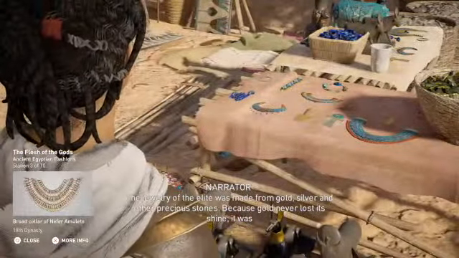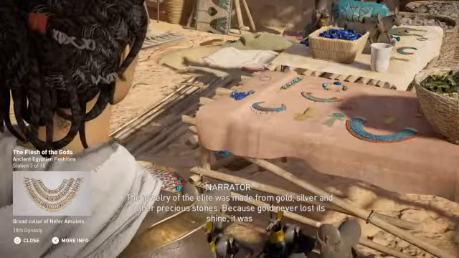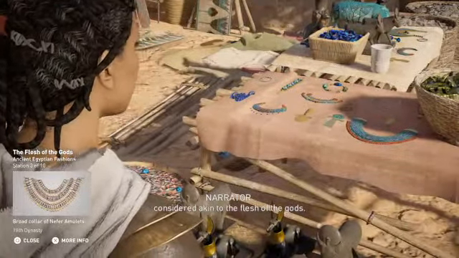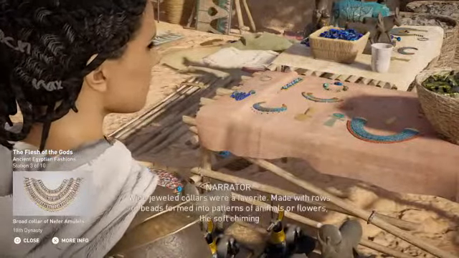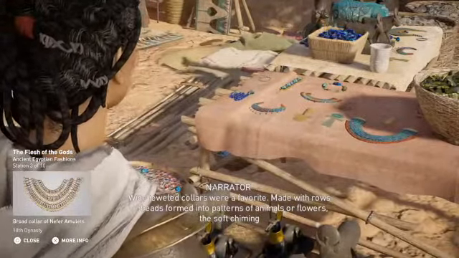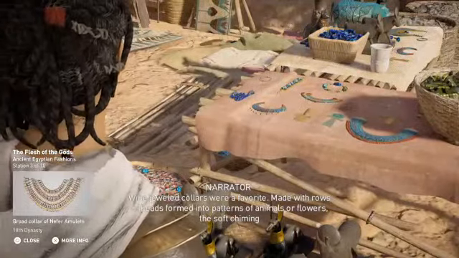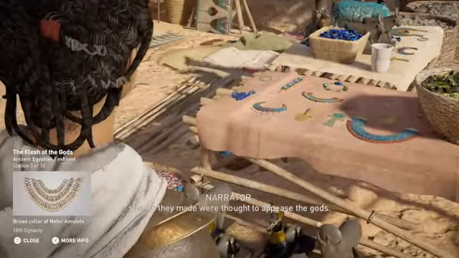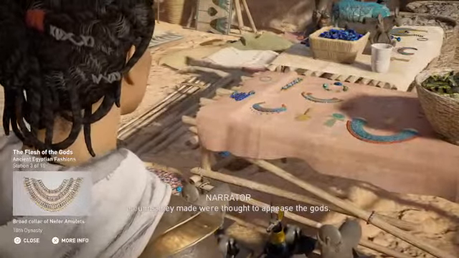The jewelry of the elite was made from gold, silver, and other precious stones. Because gold never lost its shine, it was considered akin to the flesh of the gods. Wide jeweled collars were a favorite. Made with rows of beads formed into patterns of animals or flowers, the soft chiming sounds they made were thought to appease the gods.